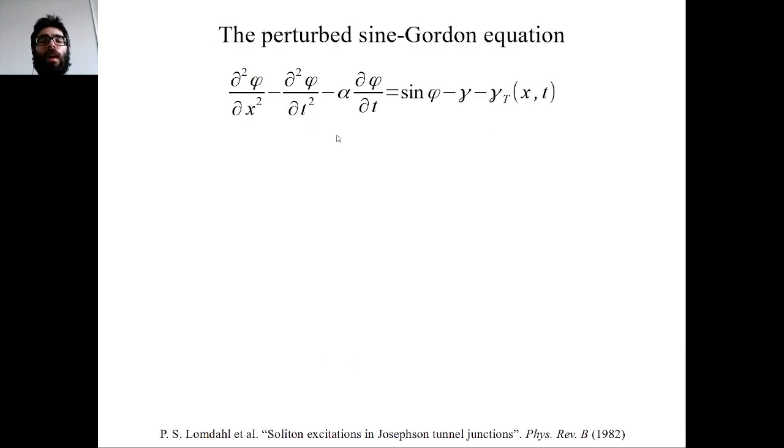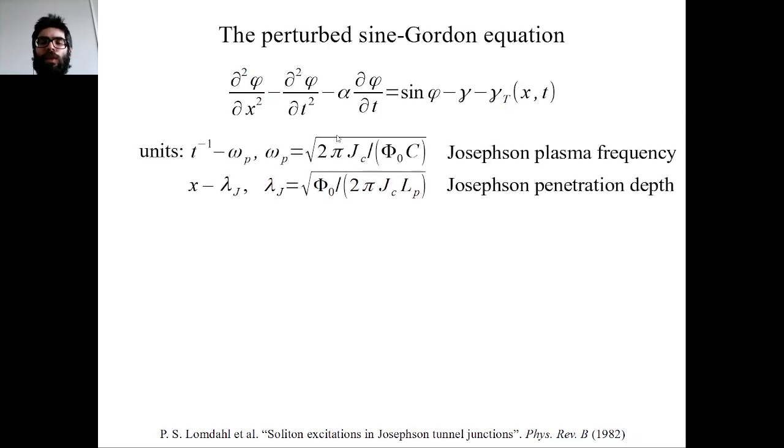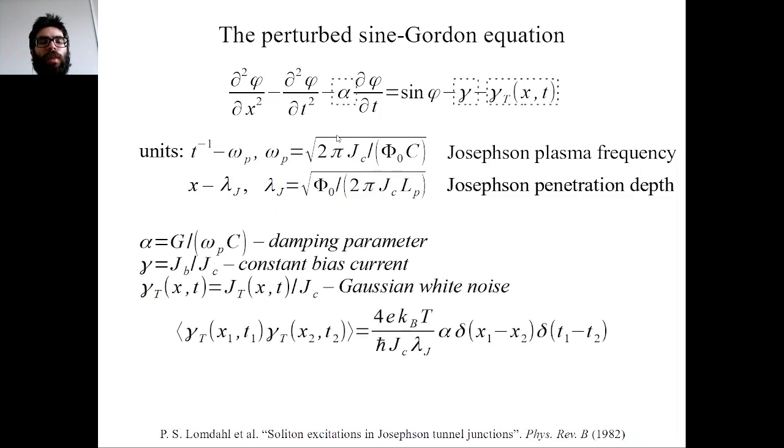By combining the Josephson equations with the Maxwell equations, we see that the dynamics of the system is governed by a perturbed version of the sine-Gordon equation. Here, time is normalized to the inverse of the Josephson plasma frequency, and space is normalized to the Josephson penetration depth. Also, alpha is a damping parameter which takes into account the effects of the normal electrons, which might be present in the junction at finite temperatures.